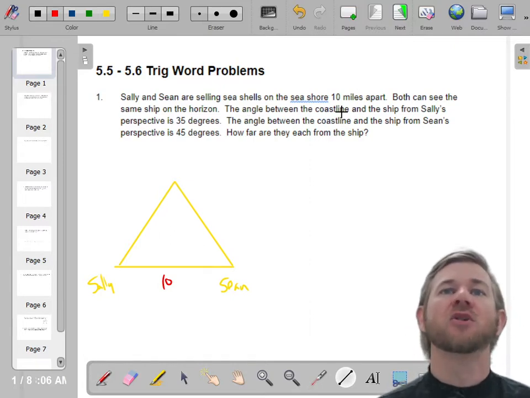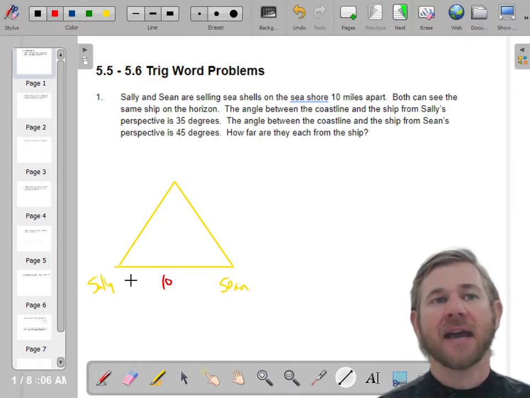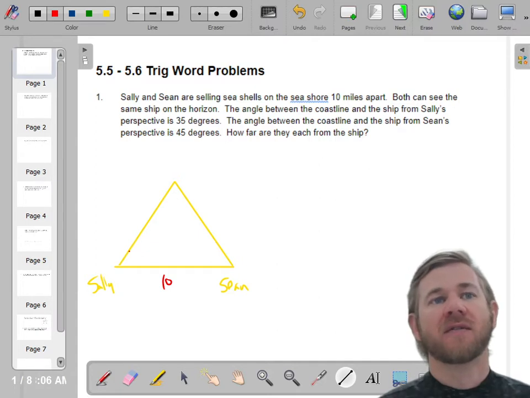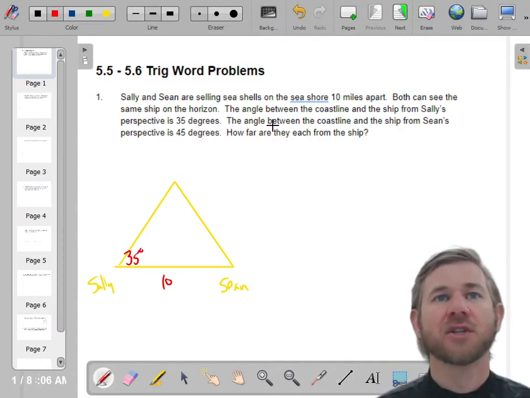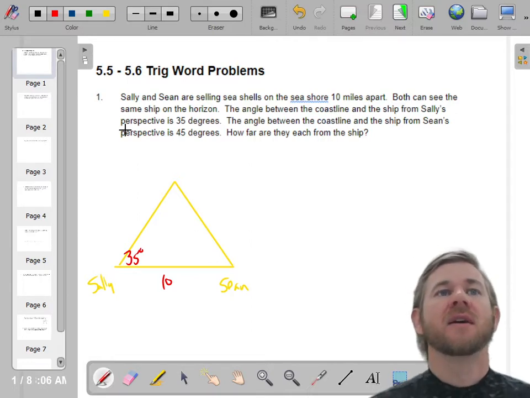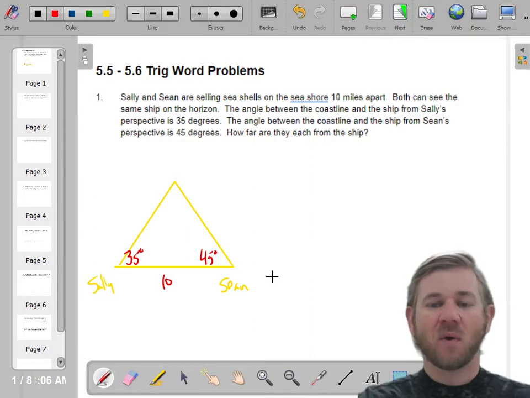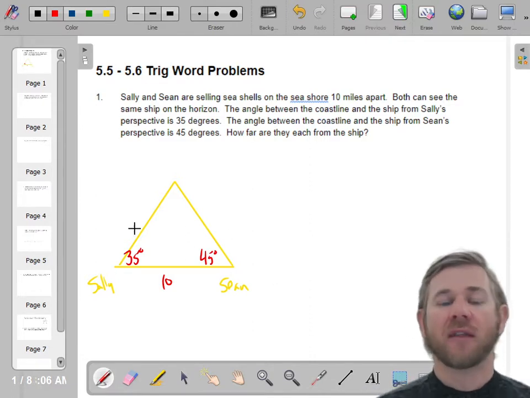The angle between the coastline and the ship from Sally's perspective: so here's Sally, this is the coastline, and the angle between the coastline and the ship is 35 degrees. And then for Sean, the angle between the coastline and the ship from Sean's perspective is 45 degrees. So let's think about what we have here, and then what we're trying to find. We're trying to find how far they are from the ship.